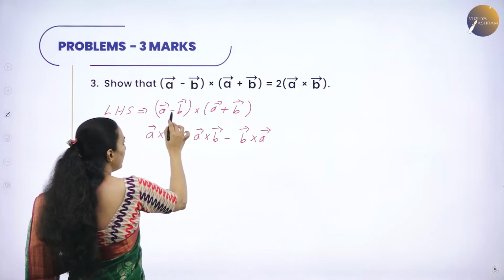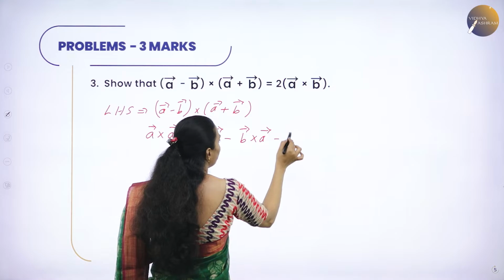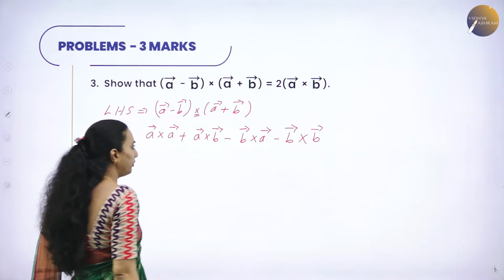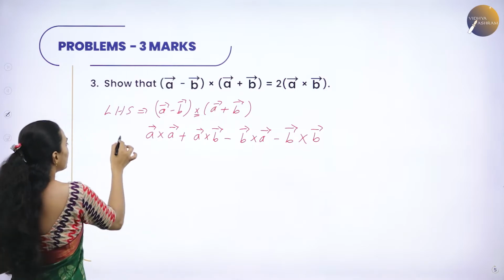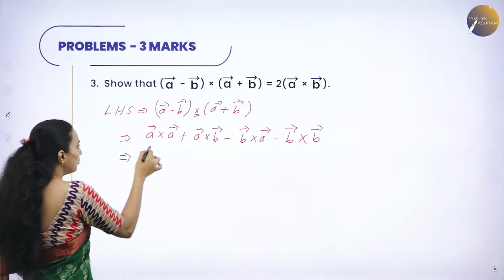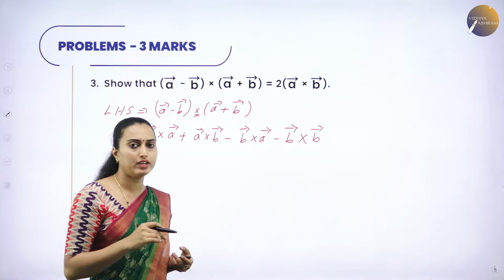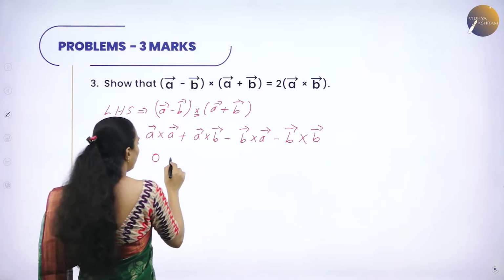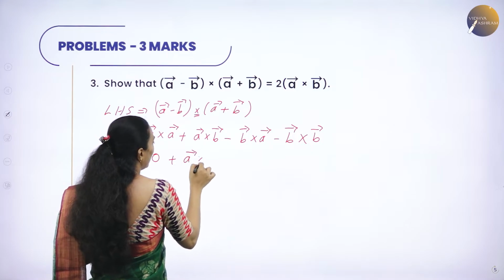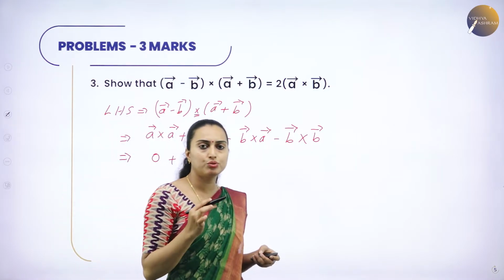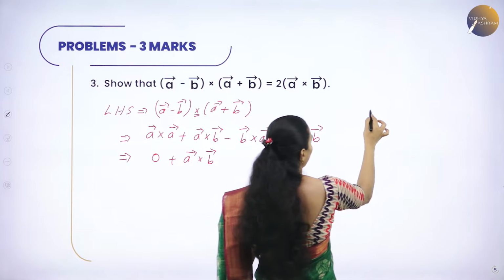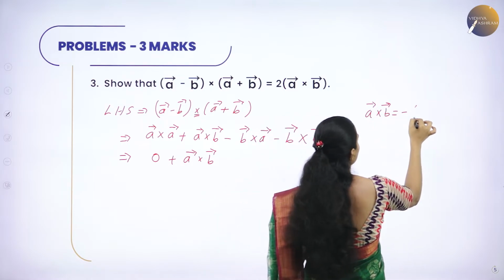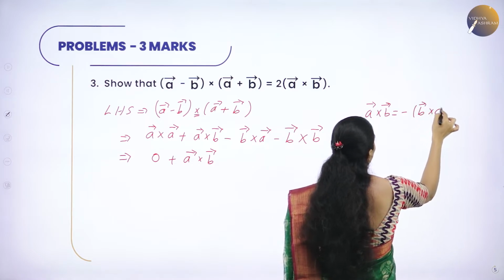Next you are going to have minus into plus is minus B vector cross B vector, because be careful, in between you are having cross product. So you know already A vector cross A vector gives you 0, which is nothing but 0. Now plus A vector cross B vector. Now dear students, according to the property of the cross product, A vector cross B vector can be written as minus of B vector cross A vector.